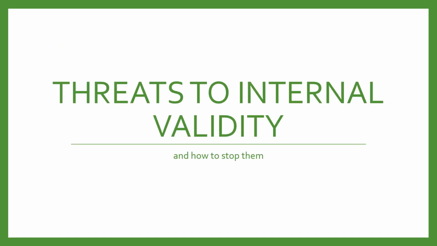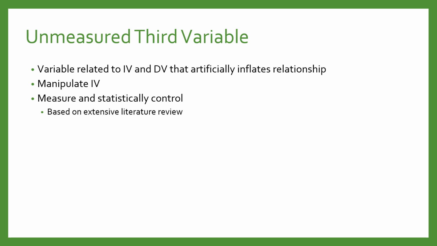Now let's take a look at all the threats to internal validity that are common in behavioral sciences research and think about how to stop them. So unlike a confound, which is typically an aspect of the study, an unmeasured third variable is a variable that's related to your independent variable and dependent variable that tends to artificially inflate that relationship. It makes it look like your independent variable and dependent variable have a stronger relationship than they really do because both are related to something else.